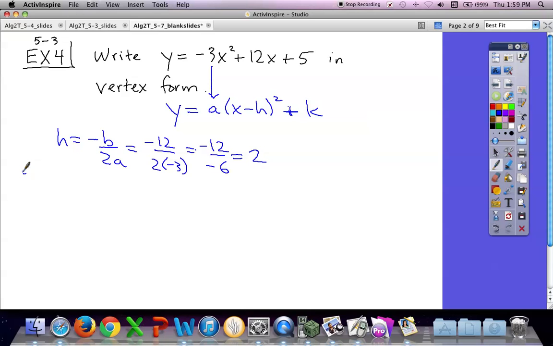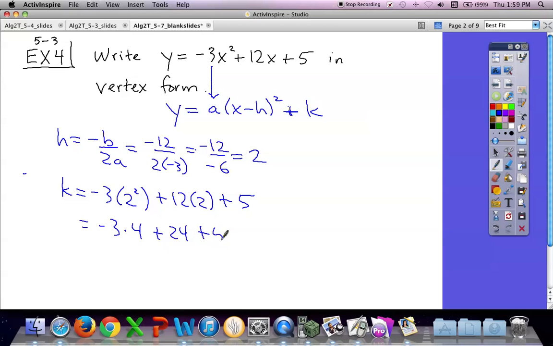How do you find the k? Yeah, you plug in the h here, and you find the k. k equals negative 3 times 2 squared plus 12 times 2 plus 5. Negative 3 times 4 plus 24 plus 5, which is negative 12 plus 29, which is 17.